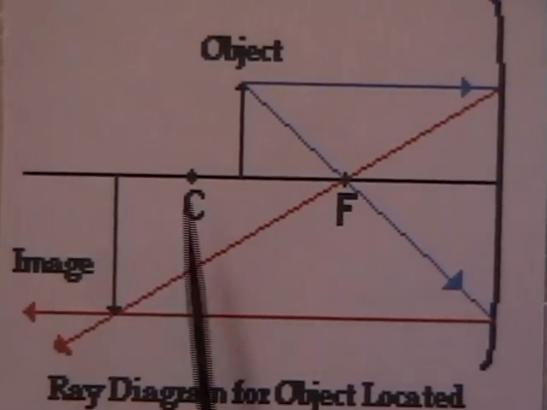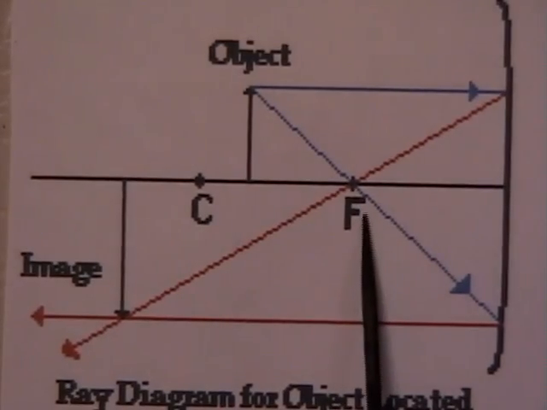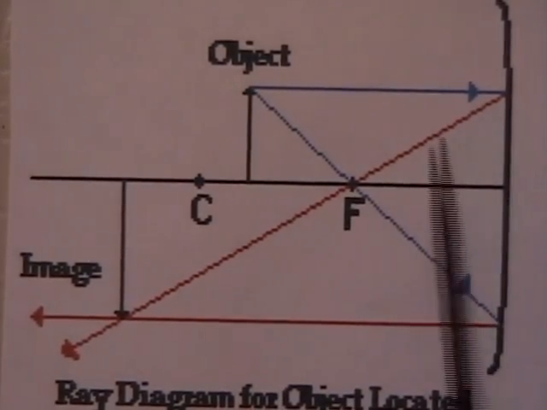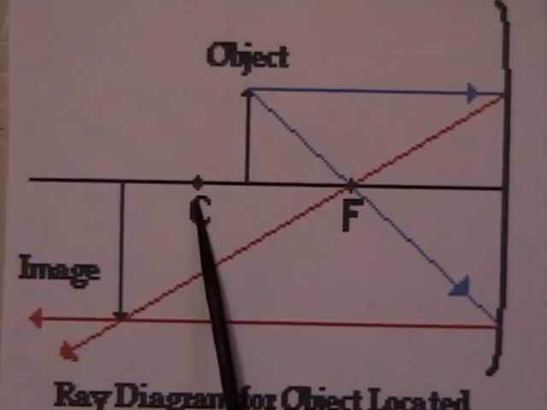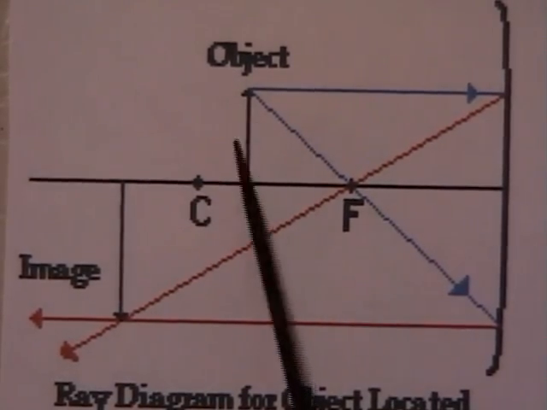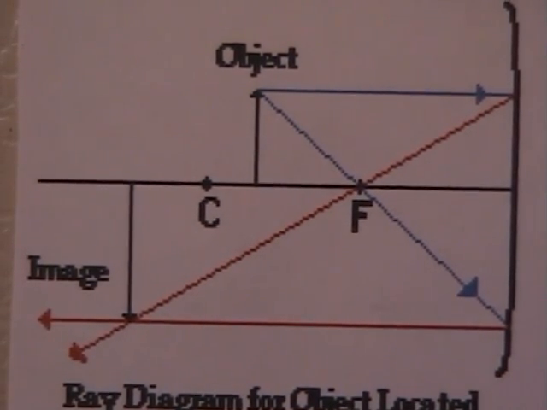This ray tracing is when our object is in between the center of curvature and the focal point. We draw our lines like we normally do, and our image is outside the center of curvature, and it is bigger than the object. It is also the inverse of the object.